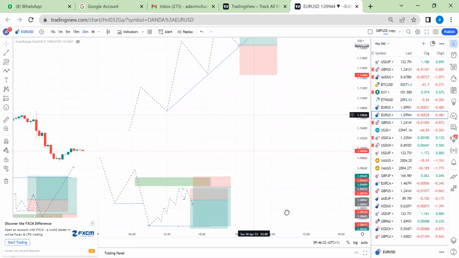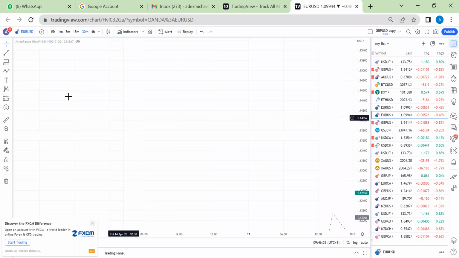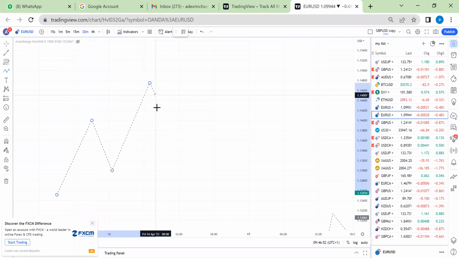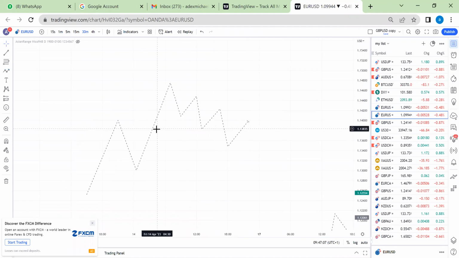Or you can have something like this. Let's do a buy option first. We have an option in the market like that. Then price started moving down in this manner. Price starts moving down in this manner.